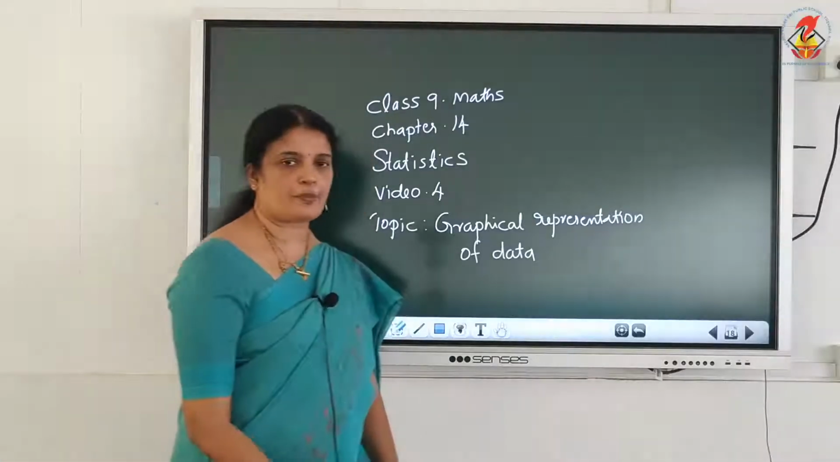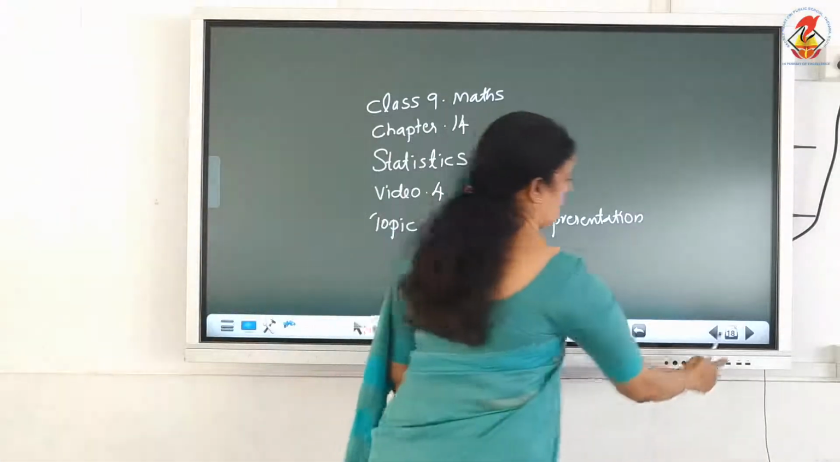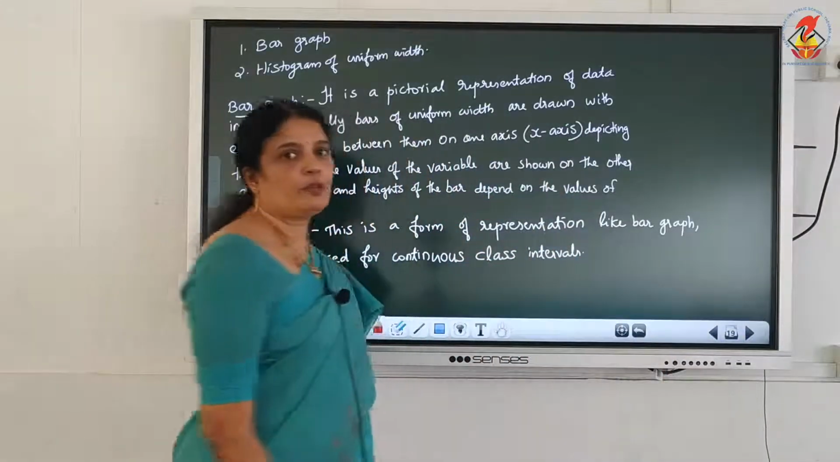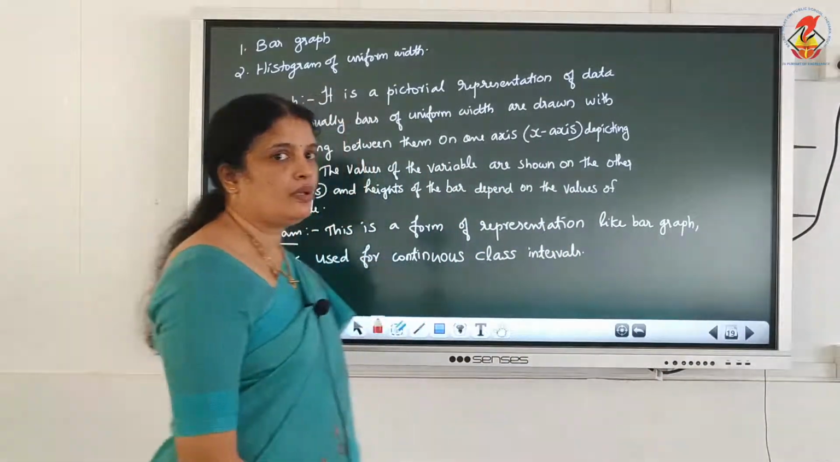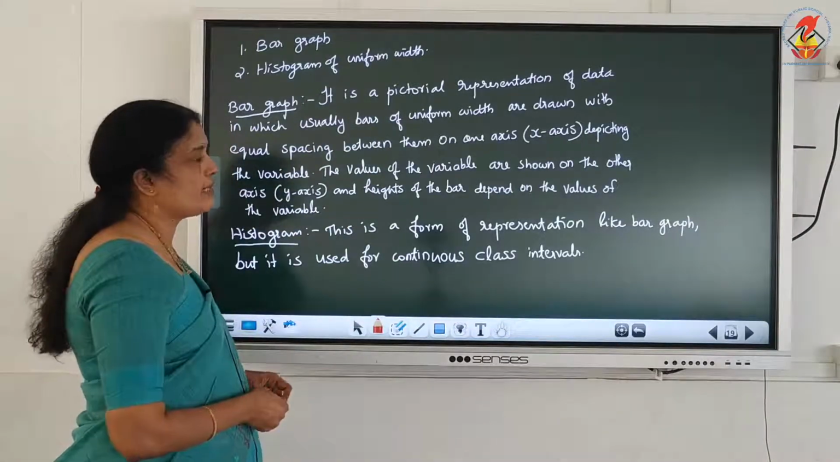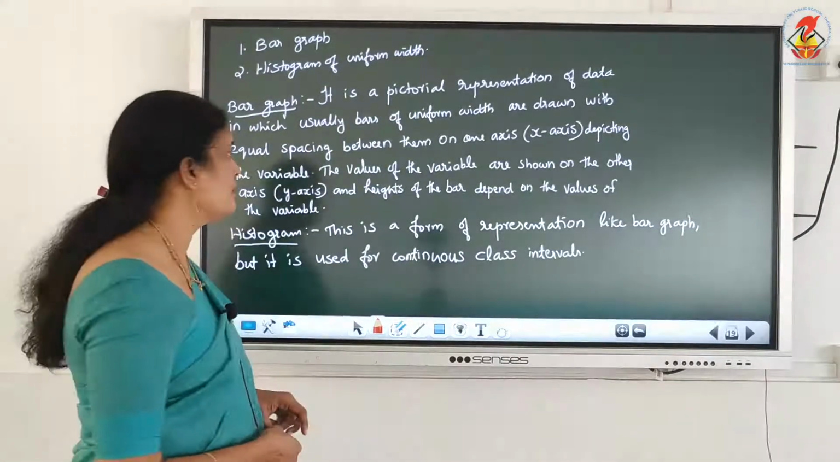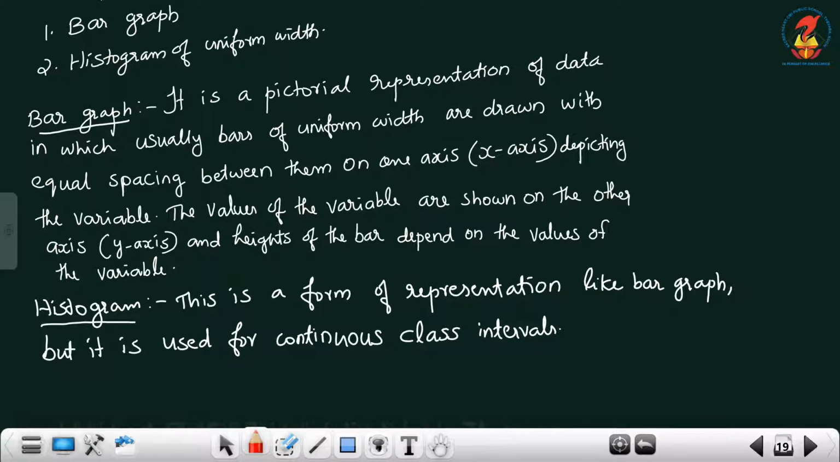Next topic, graphical representation of data. Can you remember the histogram and bar graph? Here the same thing, bar graph: it is a pictorial representation of data in which usually bars of uniform width are drawn with equal spacing between them on one axis, x-axis or y-axis, depicting the variable. The values of the variable are shown on the other axis, and the heights of the bars depend on the values of the variable.